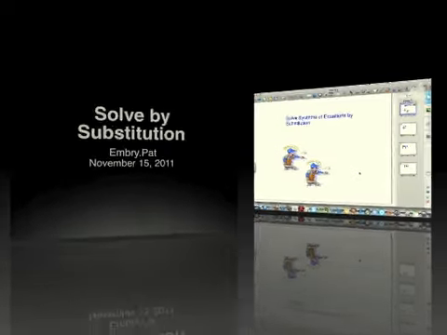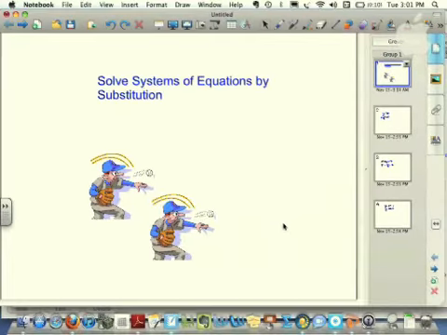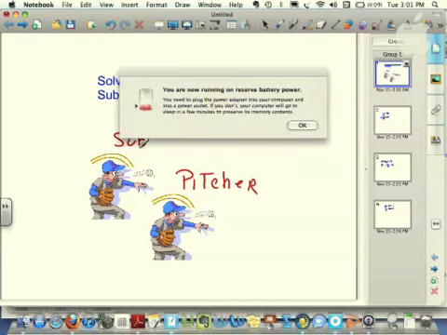Solve systems of equations by substitution. I've got a picture of a pitcher here. One is the pitcher, and one would like to be the substitute. He would like to go in place of the pitcher and perform the exact same operations or duties, and that's similar to solving by substitution. So let's take a look at a couple of examples.